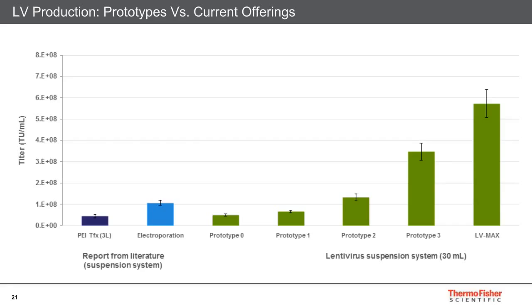Now, these slides show the progress that we've made through LV-MAX. You can see prototype 0 is where we started. We did what a lot of people do: we took different commercially available reagents, assembled them, and saw what we got. And through optimization of each component and working the protocols together, we can now achieve the LV-MAX reagent results, as you can see on the right, achieving in this case 5 to 6 x 10^8.